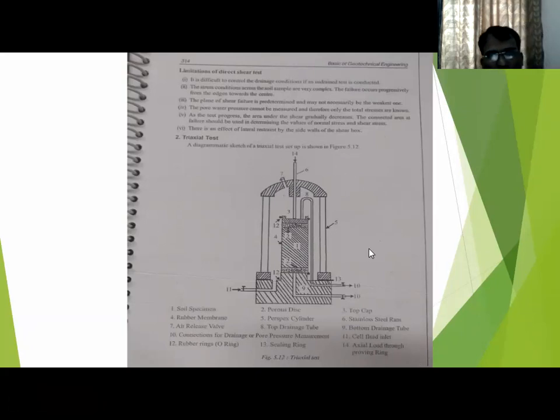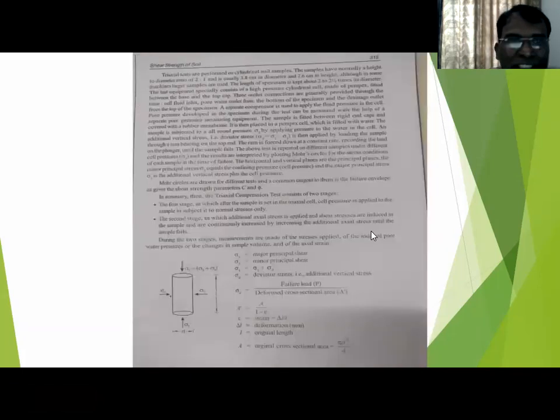So this is all about all the components of the triaxial test. This is all about a triaxial test.